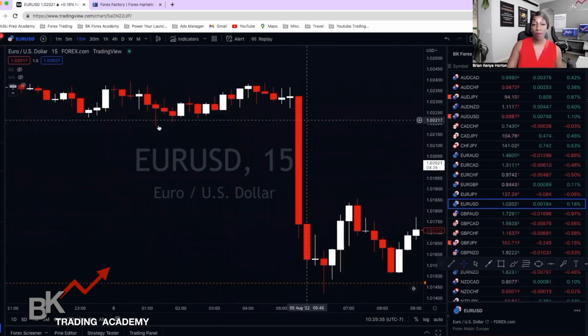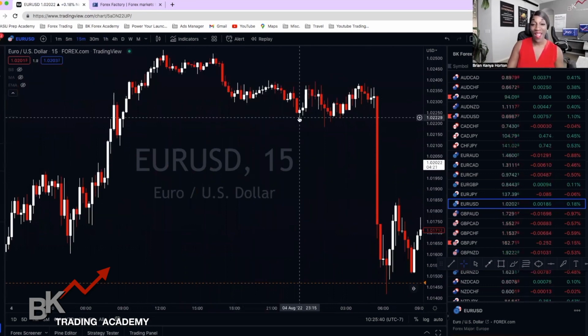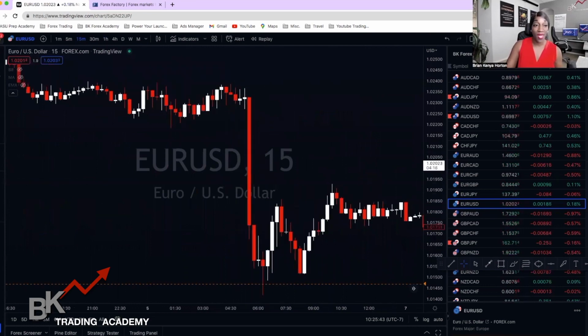So notice how the price was consolidating. Look here how the price candles are very small, right? And then all of a sudden we got this huge movement to the downside. That was when we had the news release. So here's what you can do.